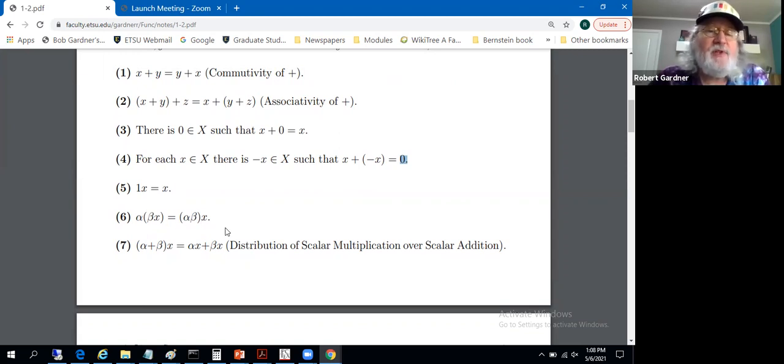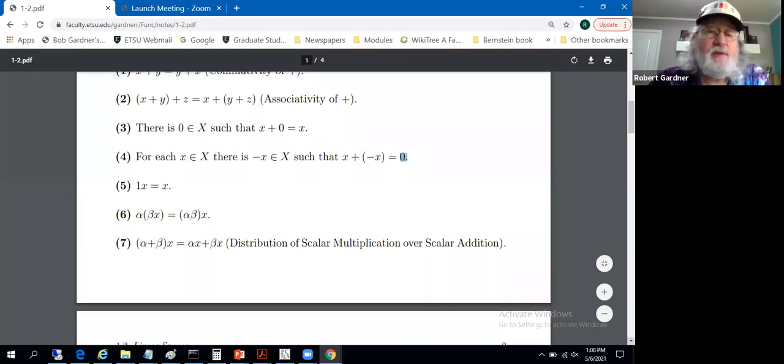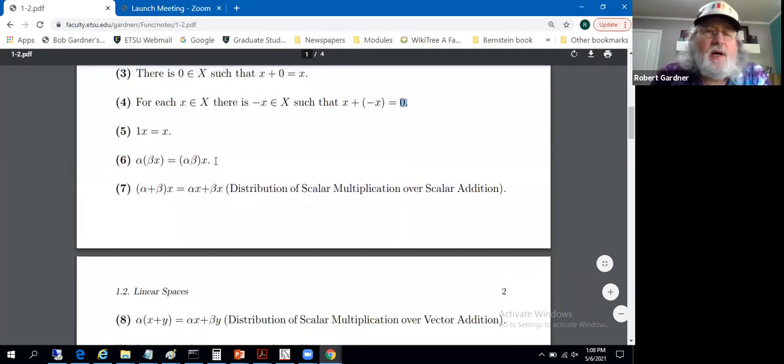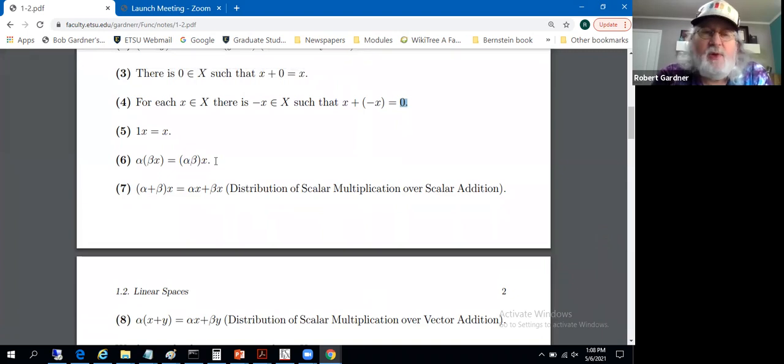We have a certain type of associativity as given in part 6. It's a kind of an exotic associativity. In one case, we're dealing with scalar multiplication on vectors, and in the other case, we're dealing with scalar products. So we're saying alpha times a vector beta x equals a scalar alpha beta times vector x. Again, over here, right between the scalar and the x, and that's your scalar multiplication. So here we've got scalar multiplication iterated with scalar multiplication.